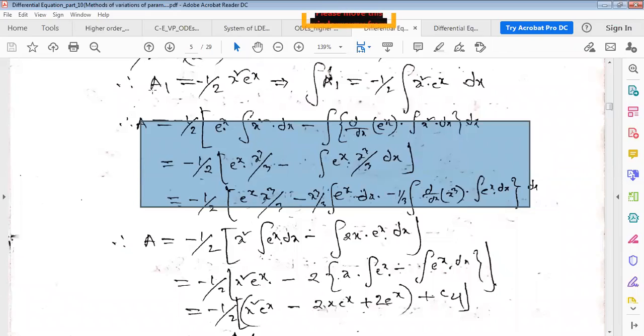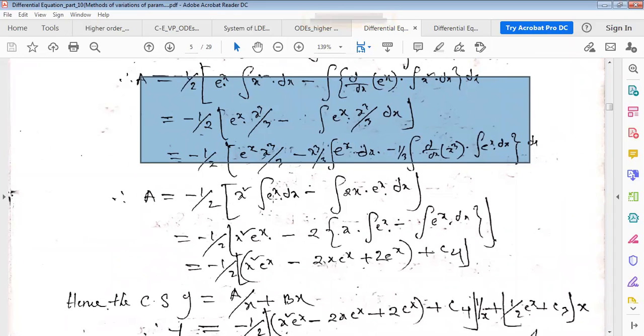Okay, after integrating, we get a1 equals to this. Integration of x square into e to the power x will be this. a equals to minus half x square, u and e^x will be b. This is wrong. Okay, this is the wrong procedure.